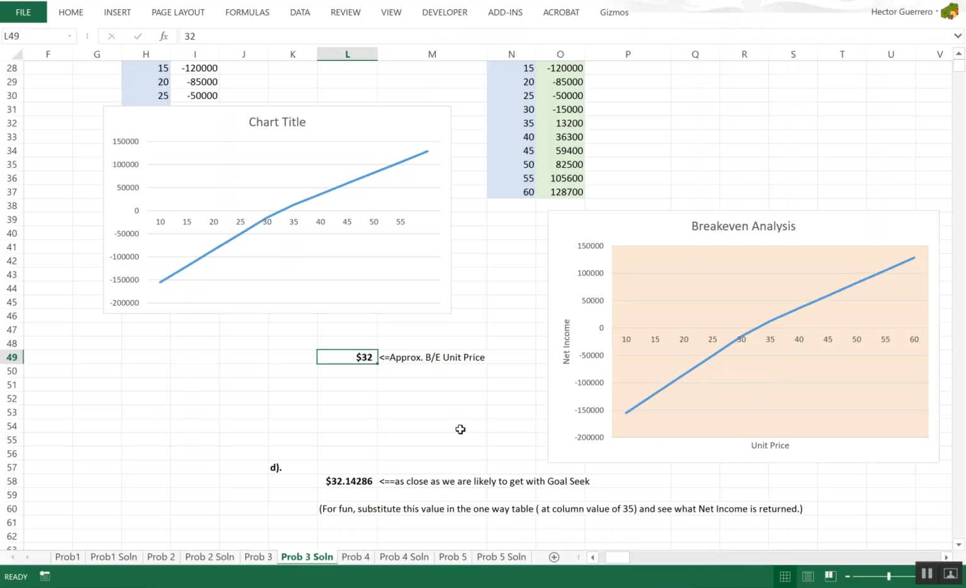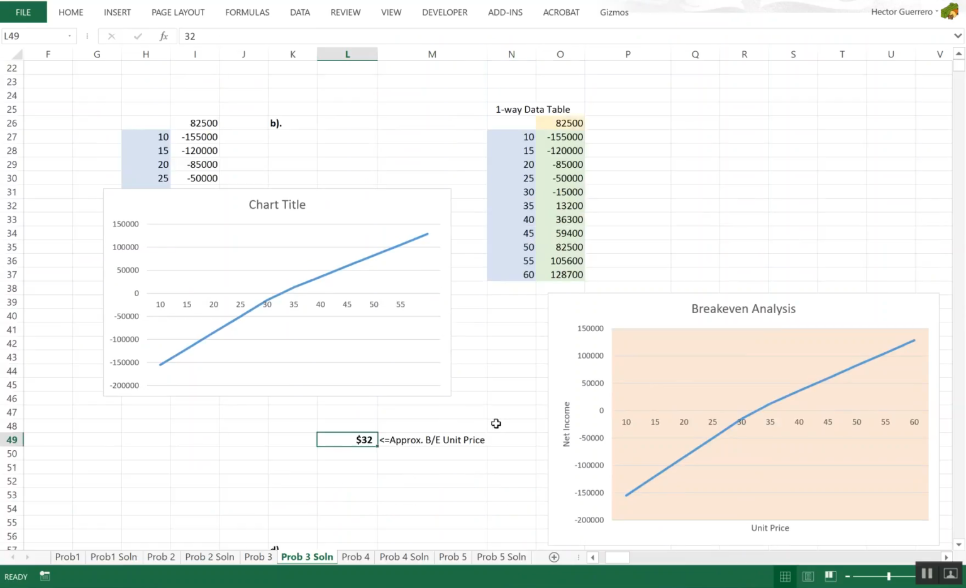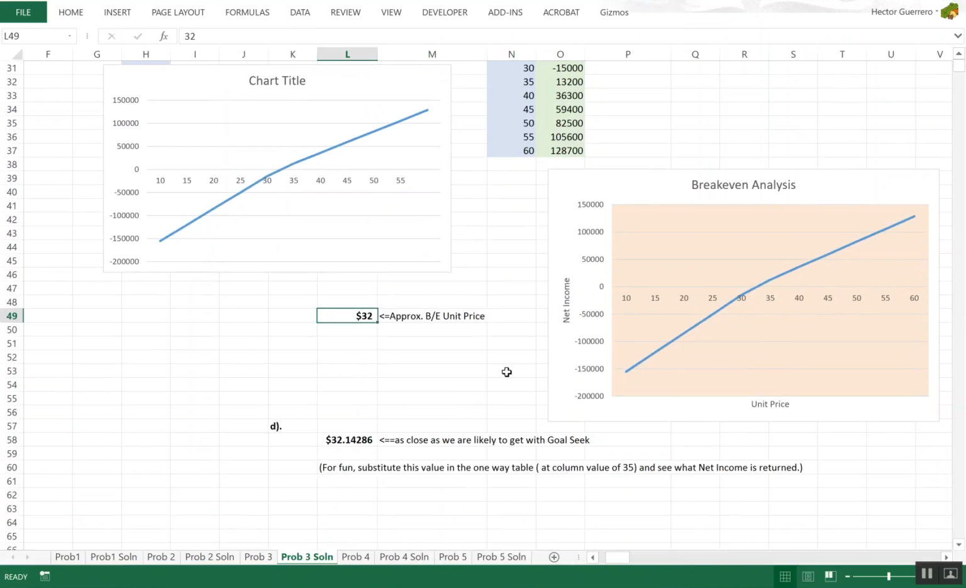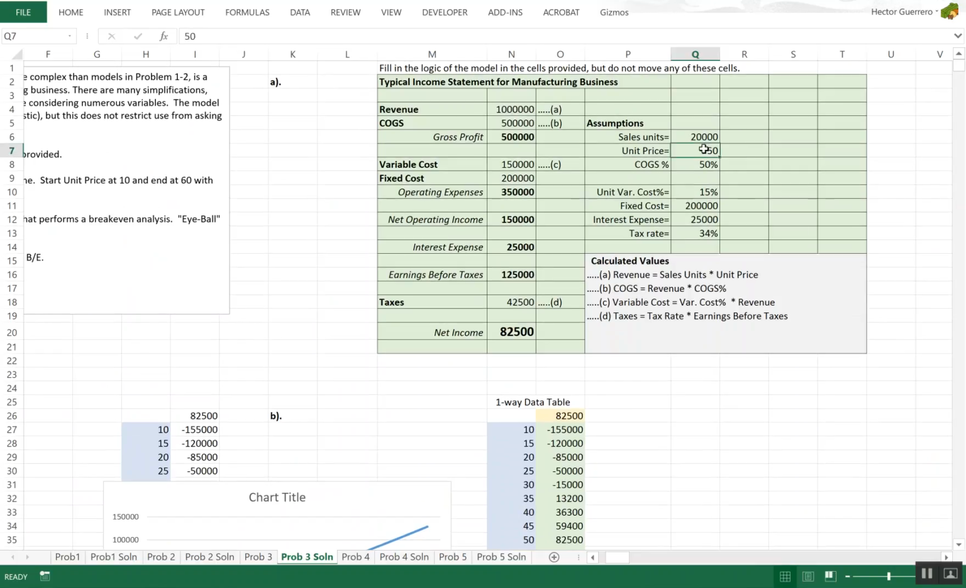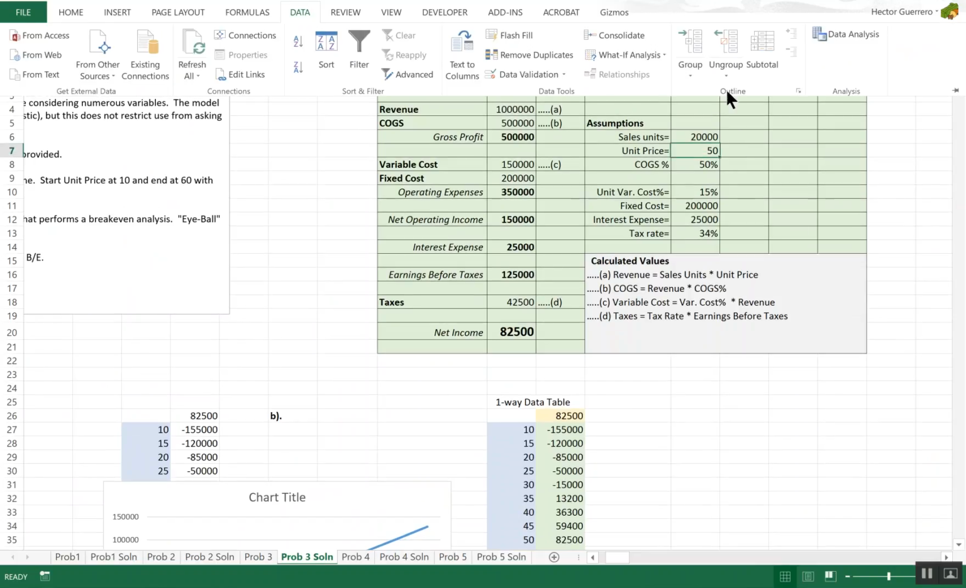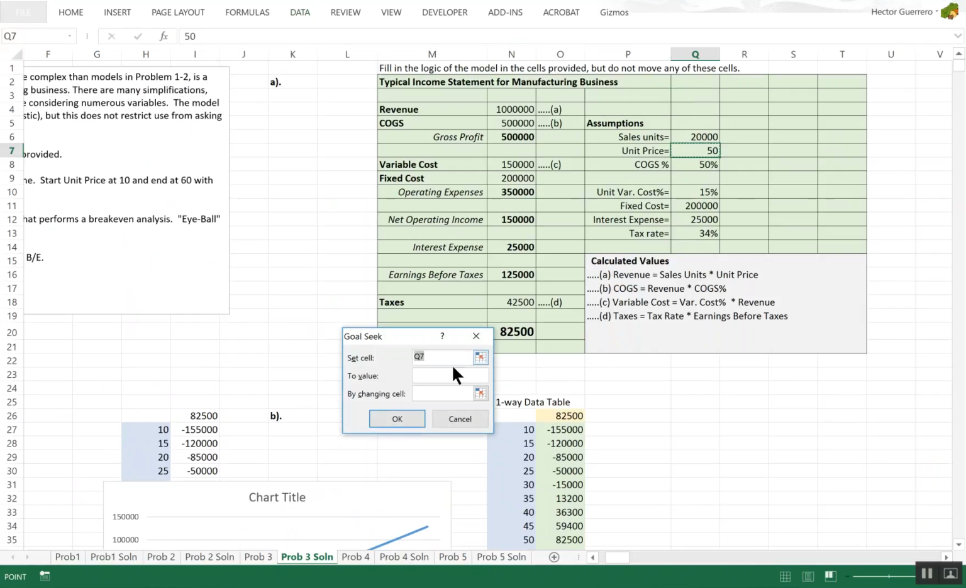If I want to find that exactly, then I can use our goal seek tool in Excel. The way to do that would be to go back to our unit price and say, all right, I want what if analysis, and I want goal seek. And goal seek says, okay, what's your set cell? The set cell is our net income. What value do I want net income to be? 0. By changing what cell? By changing this cell, which is the unit price. I hit OK.